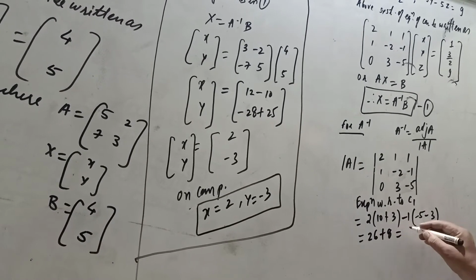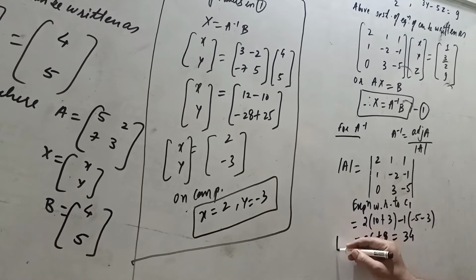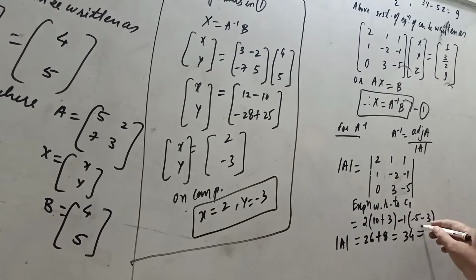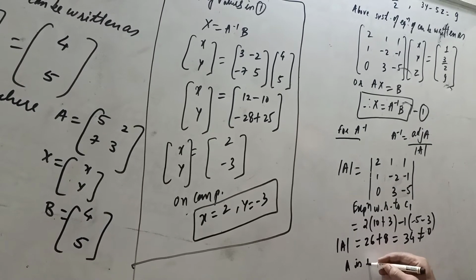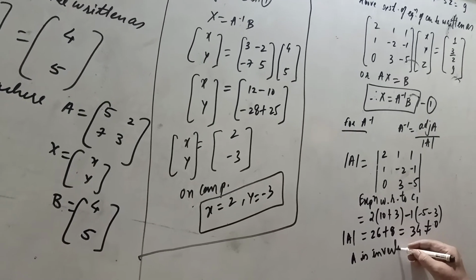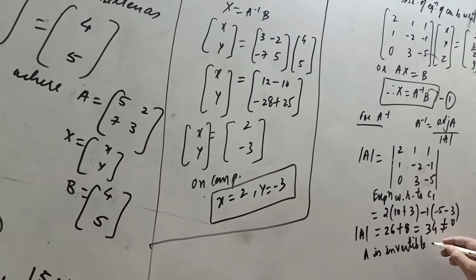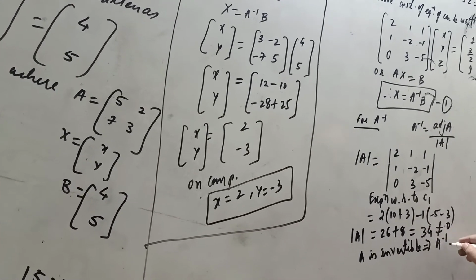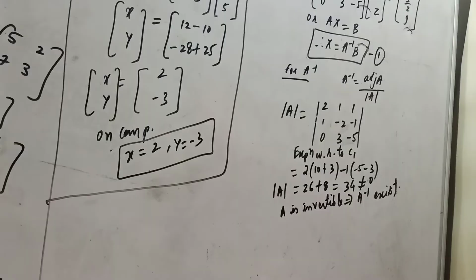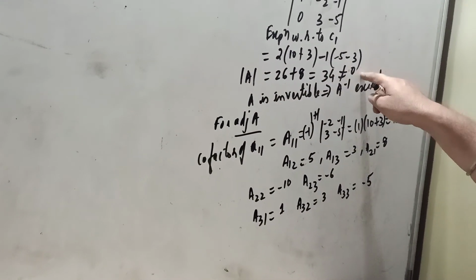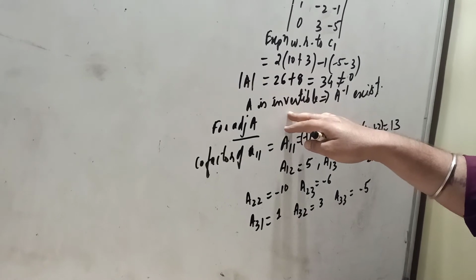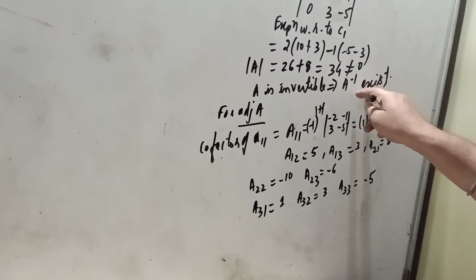So 36 minus 2, this is 34. So determinant A is 34, not equal to 0. Therefore A is invertible. You can write invertible, or you can say A inverse exists. Now determinant A is 34, which is not equal to 0. So A inverse exists, or A is invertible.